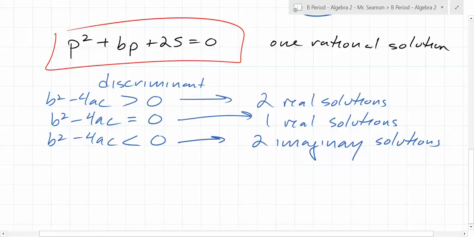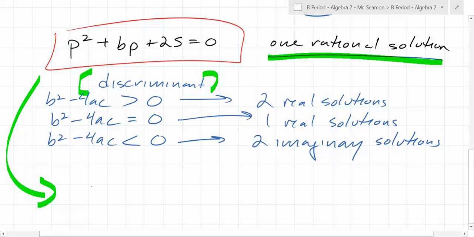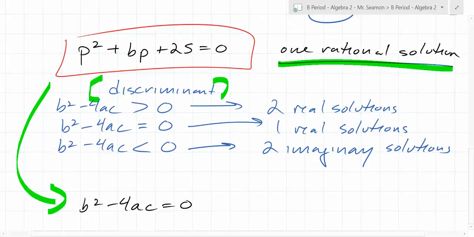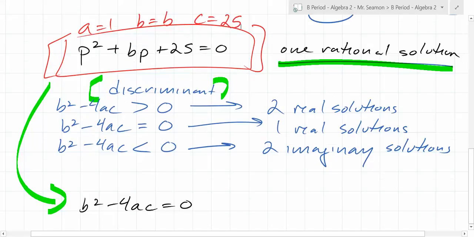So this one's asking for 1 rational solution, so it has to do with the discriminant. So if we want 1 rational solution, what do we want the discriminant to be? 0. We want b squared minus 4ac to be 0. Do we know what a, b, and c are in this case? What's a in this one right here? What's a? 1. A is 1. What's b? B. And what's c? 25.